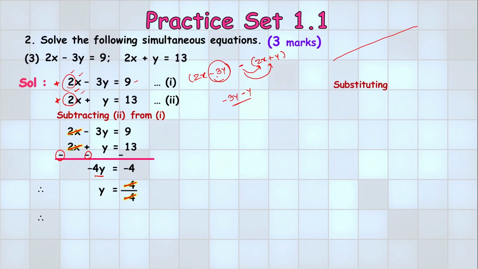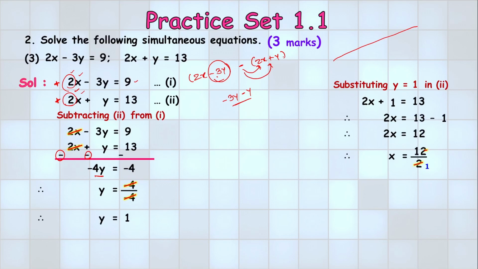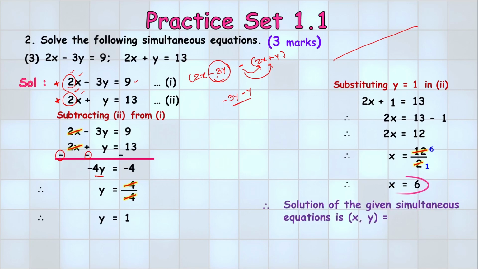Substitute y is equals to 1 in any one of the two equations and get the answer. So if y is equals to 1, we substitute in 2, you get 2x is equals to 13 minus 1, 12. So x is equals to what? 6. And I got my answer for x and y. That is what I wanted.